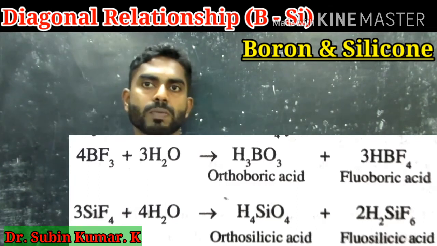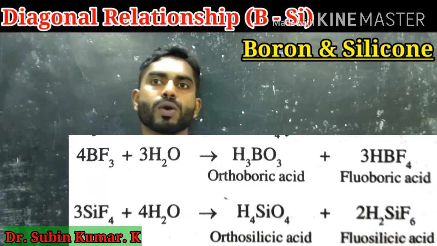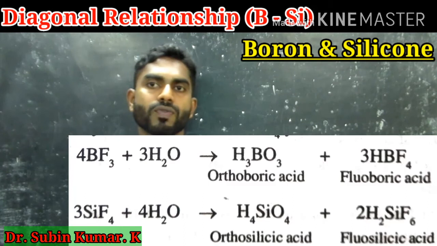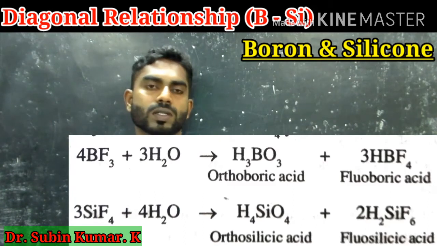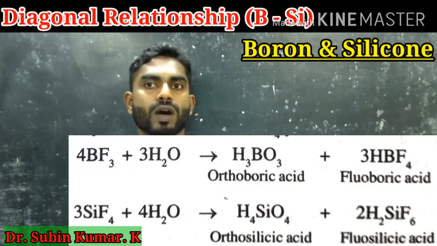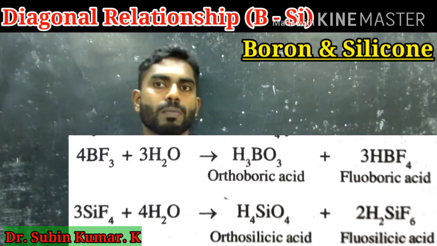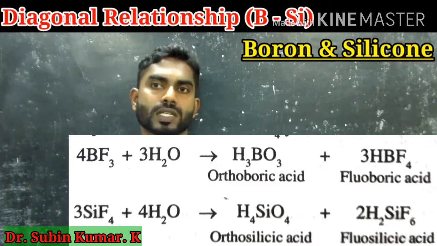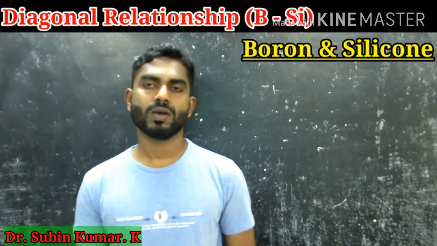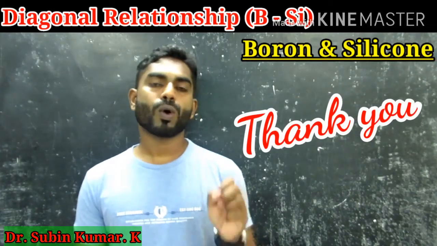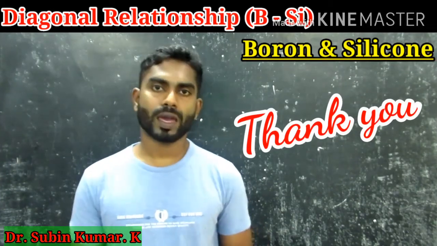Look at the reaction: BF3 plus H2O gives H3BO3 plus HBF4. H3BO3 is orthoboric acid and HBF4 is fluoroboric acid. Now SiF4 reacts with water to give H4SiO4, orthosilicic acid, plus H2SiF6, fluorosilicic acid. Okay, that's about the diagonal relationship of boron and silicon. Thank you.